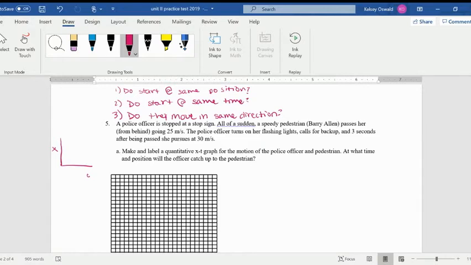So if we look at this one, we can see that Barry Allen passes the police officer. So we're going to consider them starting at the same position. Okay? Because when we first look at our police officer and Barry Allen, they're at the same spot. They're passing one another. Okay? So to make it easier on ourselves, we're going to have them both start at the origin. So both start at a position of 0. However, we can see that they do not start at the same time. We can see that the police officer starts 3 seconds later. So if we have Barry starting at a time and position of 0, that means our police officer is going to have to start 3 seconds later.